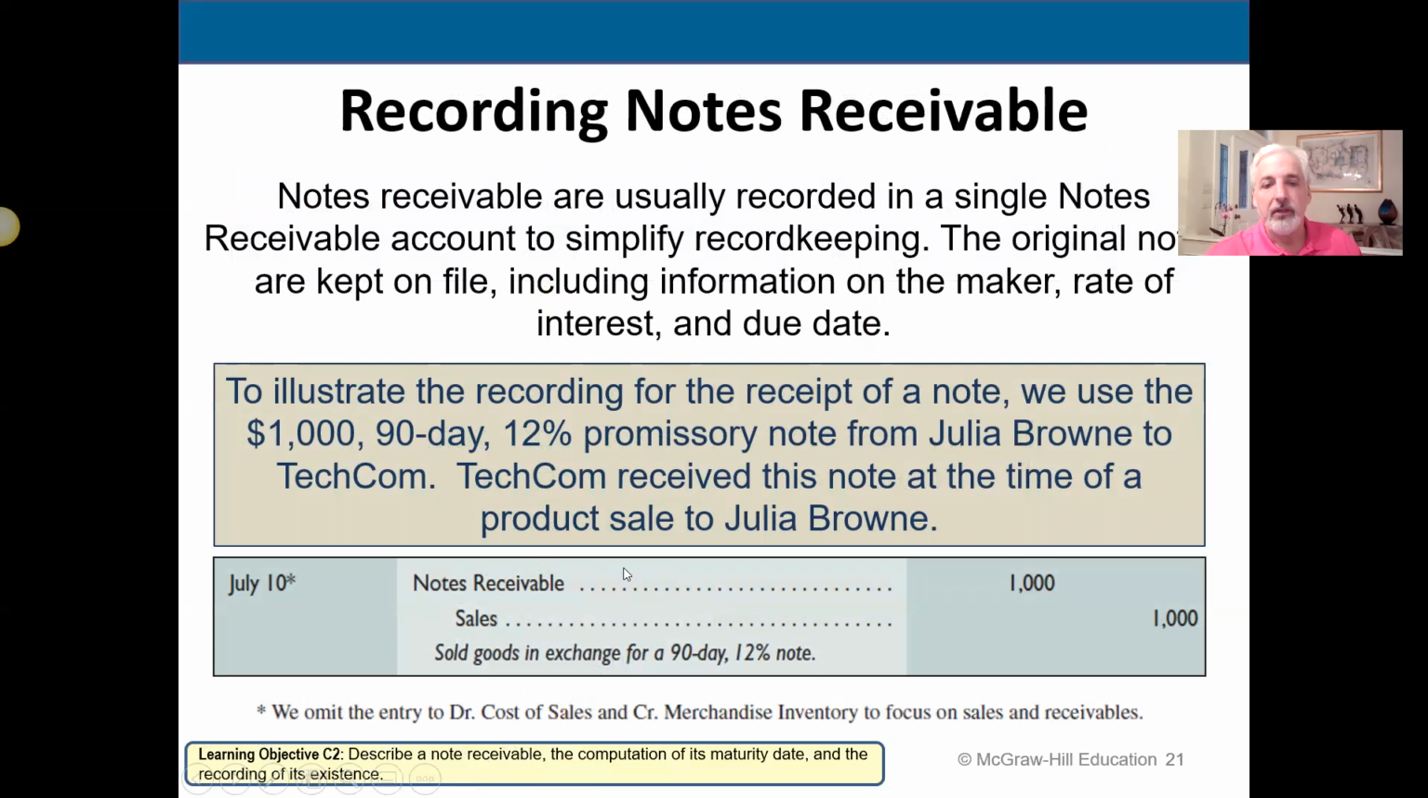How do you record it? Well, if we have a note for sales, we debit the notes and credit the sales. That's what we get: we have a receivable. Or if you're giving cash, you pull cash out and you give cash back.